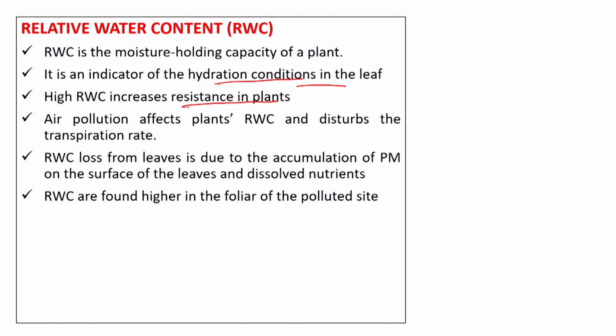Okay. RWC is lost from the leaves due to accumulation of PM on the surface of the leaves and of the dissolved nutrients. So, why is it lost? Because of the accumulation of particulate matter on the surface of the leaves and the dissolved nutrients that I discussed in the previous slides, in the very first slide. So, RWC has been found higher in the foliar of the polluted sites. Now, what does it actually do? It tries to overcome the air pollution, and during this process the foliage of the leaves tries to accumulate more water. This is what is happening there. Okay.